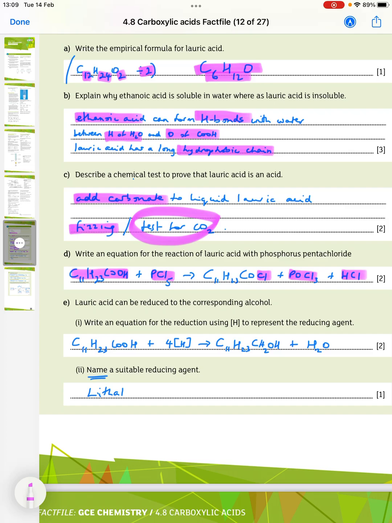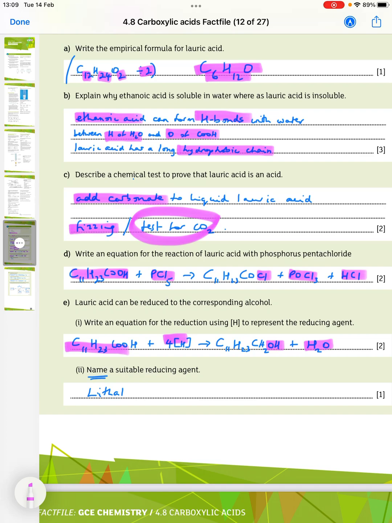Then it can be reduced to the corresponding alcohol. Write an equation for the reduction using H in square brackets to represent the reducing agent. So there's our lauric acid and our H's, and we actually need 4 of them to balance the equation, and then we end up with the alcohol there and water as the other product.